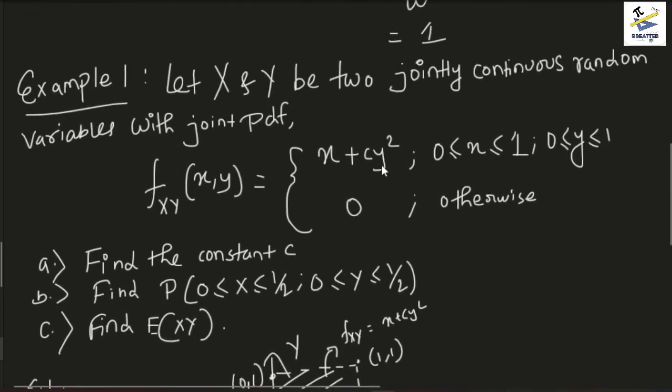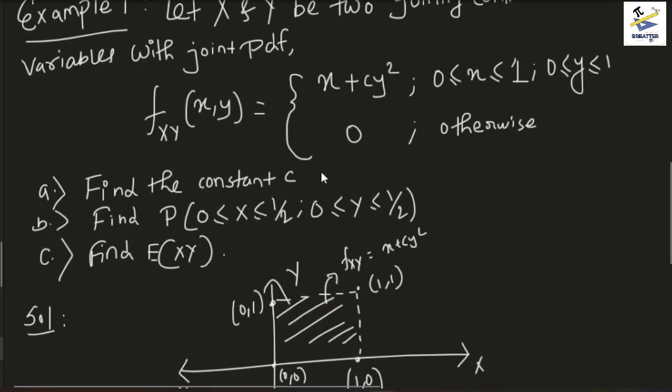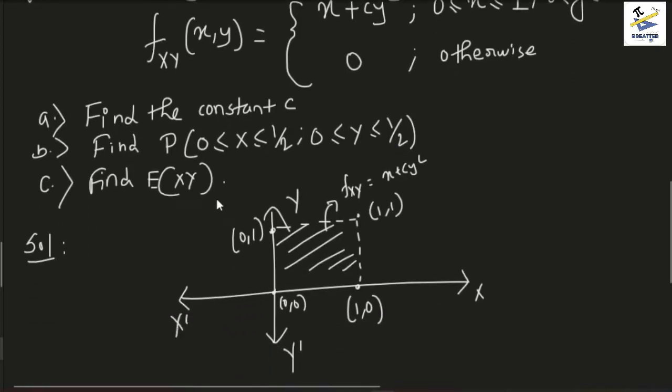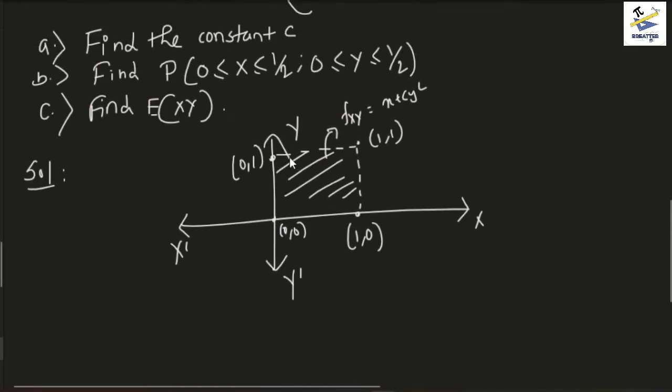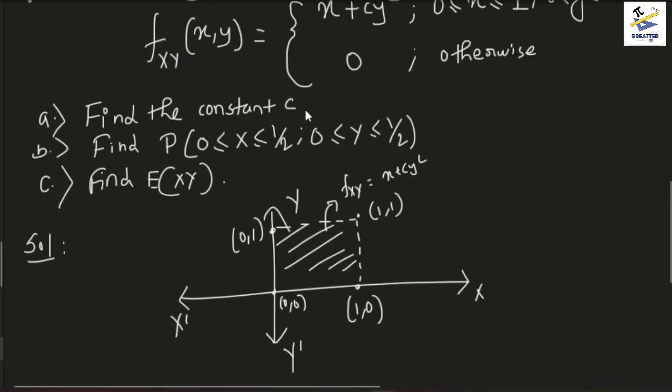Anyways, so this is the statement, and then we have three problems. We have to find the constant c, we have to find the probability that 0 less than or equal to x less than or equal to half, and 0 less than or equal to y less than or equal to half, and also we have to find the expected value of x times y. So I'll give you like 1 or 2 minutes, probably 2 minutes, to try and think a solution to the first part, and then I'll solve it.